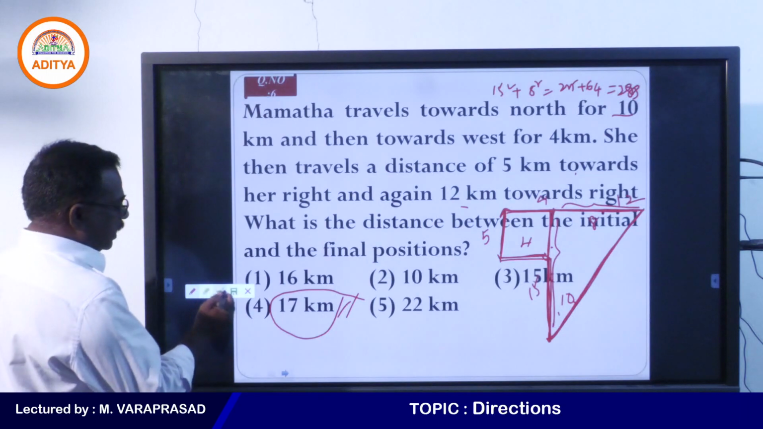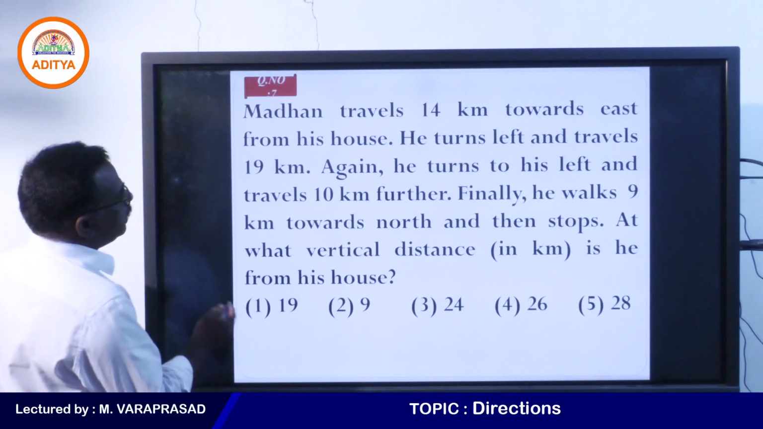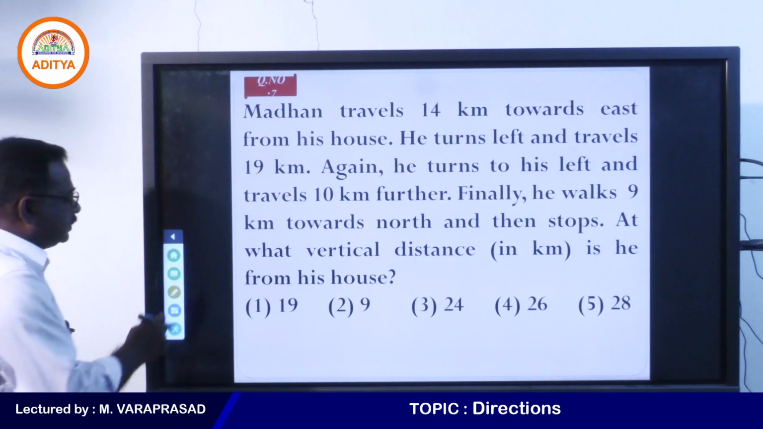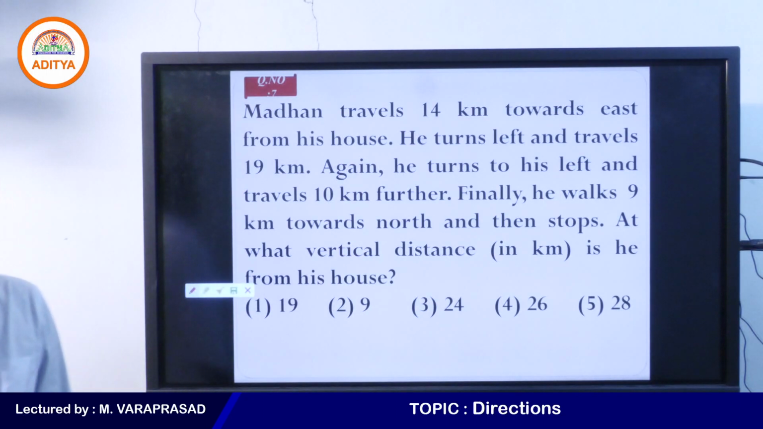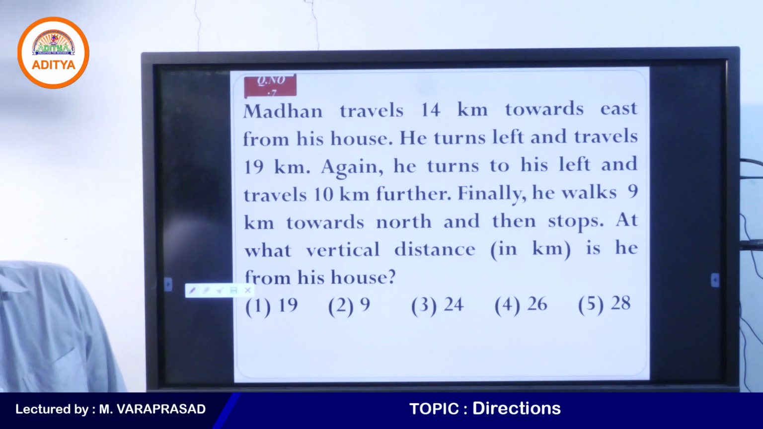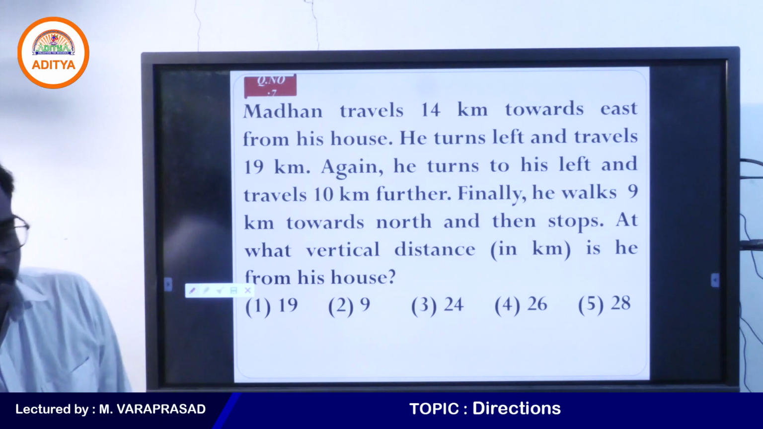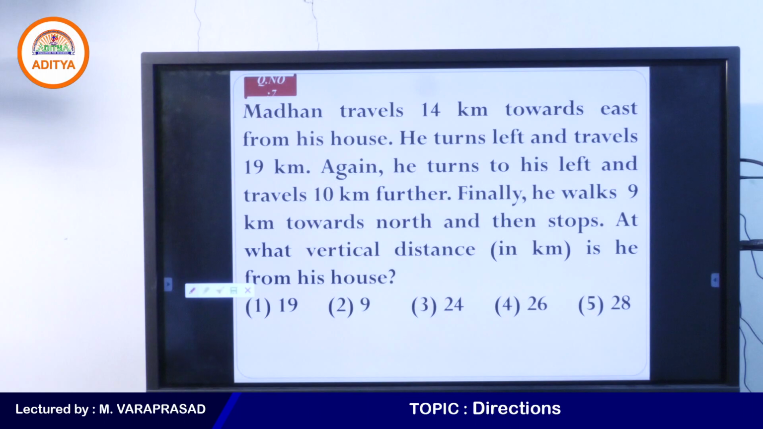Right, one more example I will give. Now see what is given there. Question number 7. One more example is there on the board. Choice 4, last question, many have written.